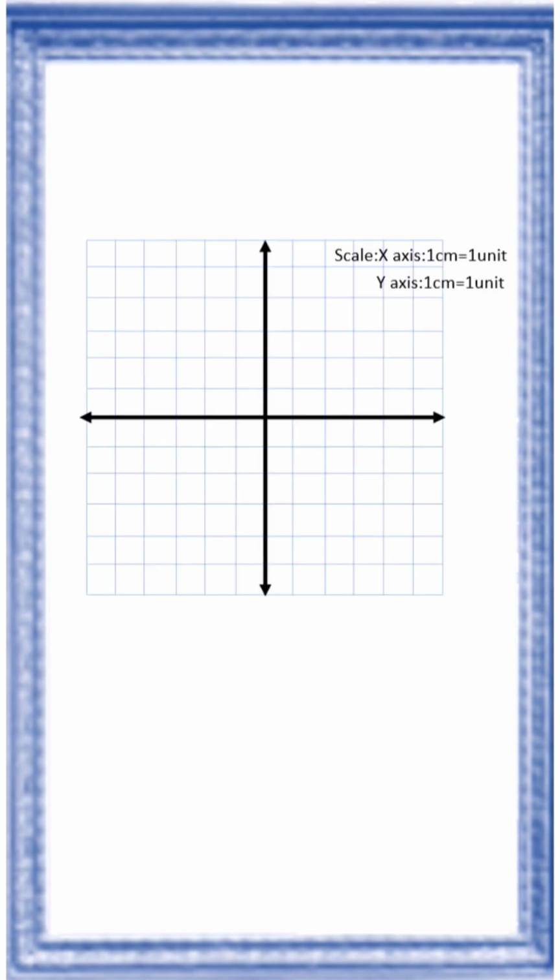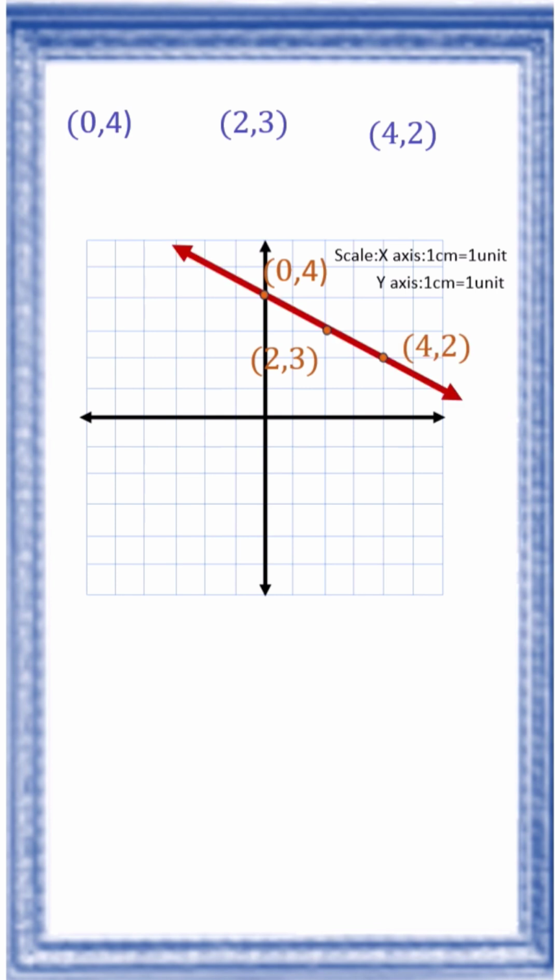Now let us take a graph sheet with the x and y axes. 1 centimeter is equal to 1 unit on the x axis and 1 centimeter is equal to 1 unit on the y axis. We have to plot these points on graph paper. It is very easy to plot these points. Join the points by a straight line, which represents the equation x plus 2y is equal to 8.